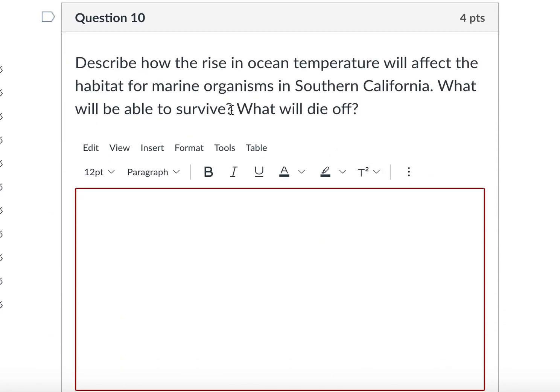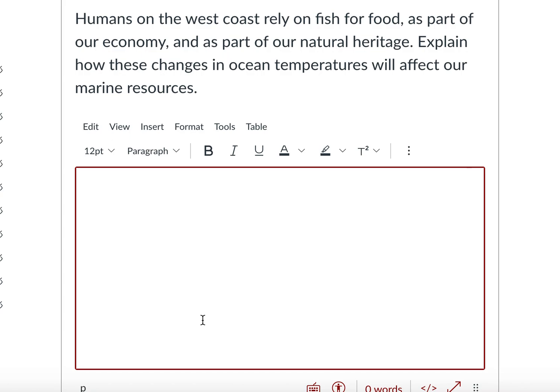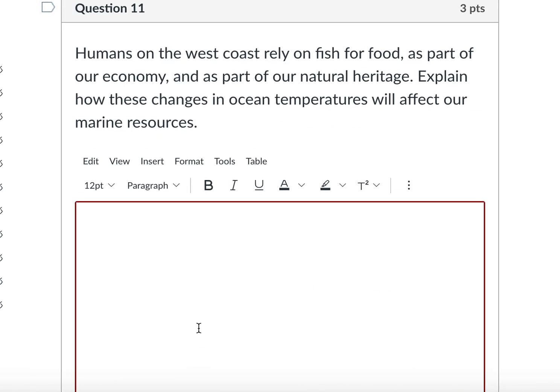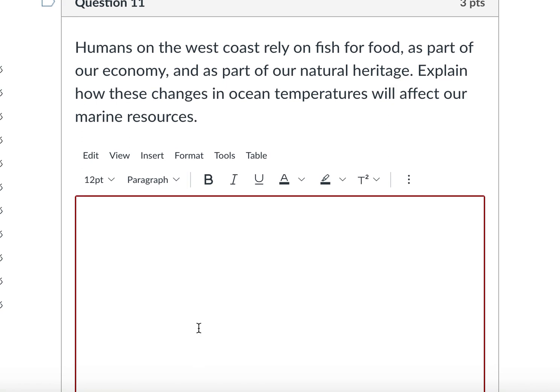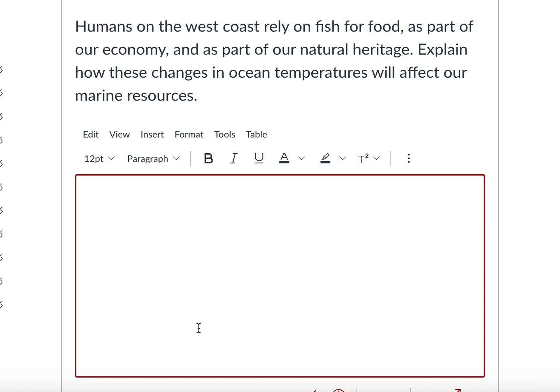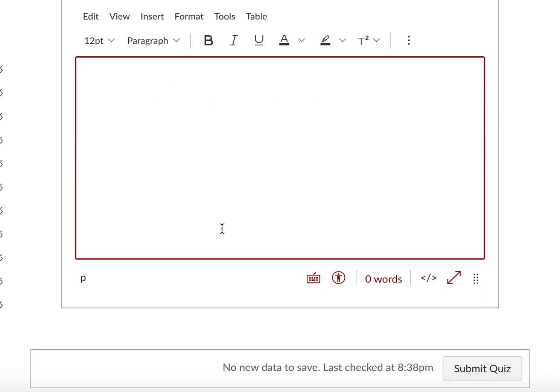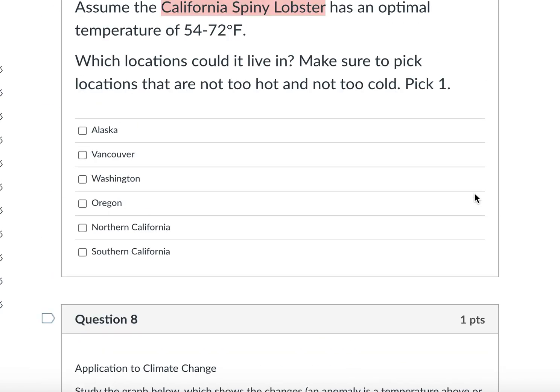Then you are just going to do a write-up here where you're going to describe how the rise in ocean temperature will affect the habitat of marine organisms in Southern California, what will be able to survive, and what will die off. You should have just 1 to 2 sentences there. It doesn't need to be really high depth, but remember, this is like a college assignment. And then humans on the West Coast rely on fish for food as part of our economy and part of our natural heritage. Explain how these changes in ocean temperatures will affect our marine resources. And so, in a few sentences, you should be able to answer that. And then you can submit that assignment and be done.